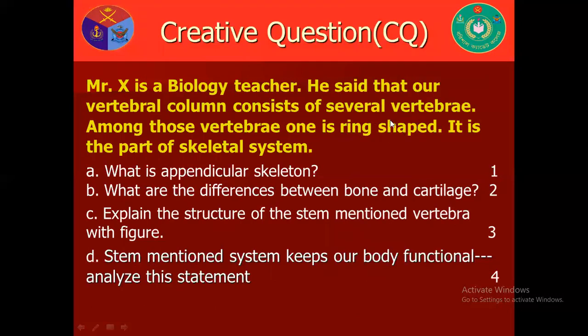So it is called atlas. I mean, the first vertebra is ring-shaped and it is also called atlas. So you have to explain the structure of first vertebra. That means atlas and with their level diagram. Number D, mention how the skeletal system keeps our body functional. Analyze this statement.